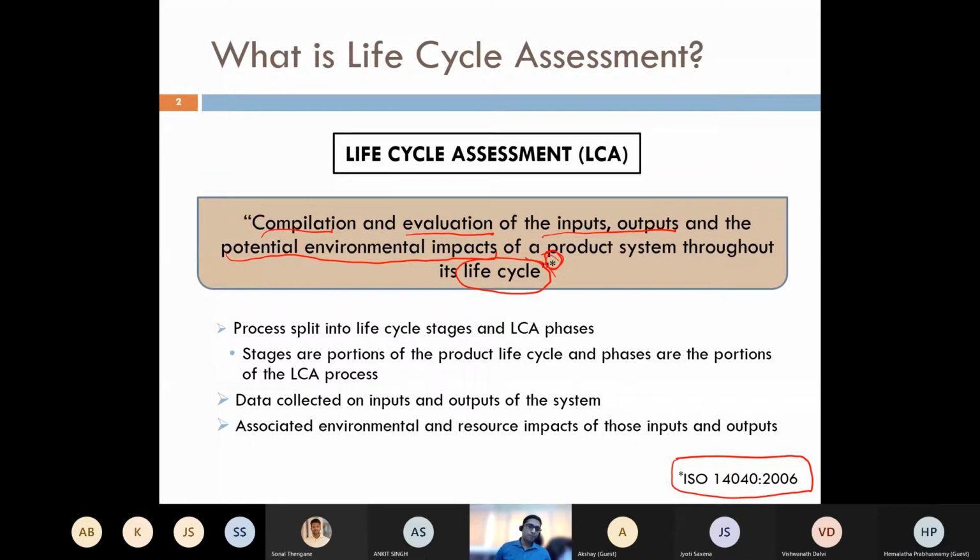Now the whole process is split into different stages and phases. We'll discuss them in more detail in the later part of the presentation. By stages, I mean what are the portions of the life cycle.